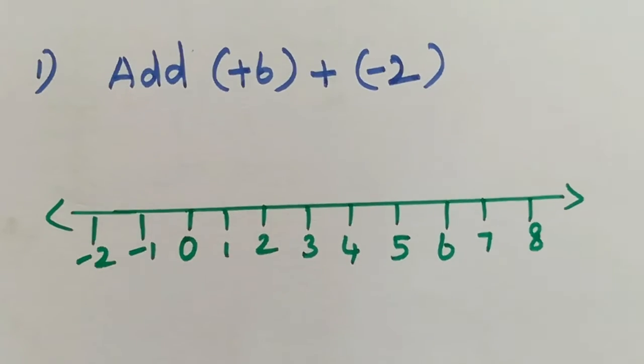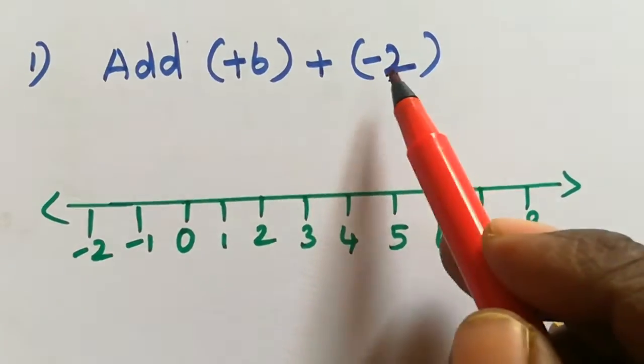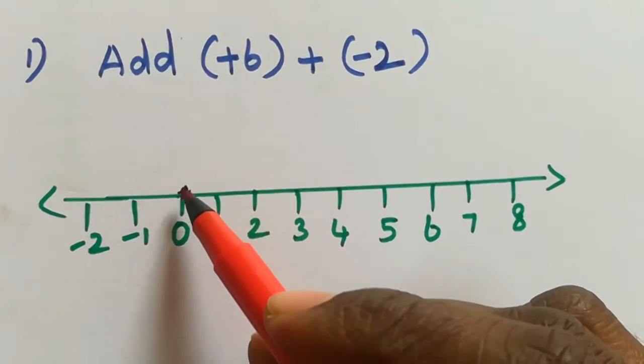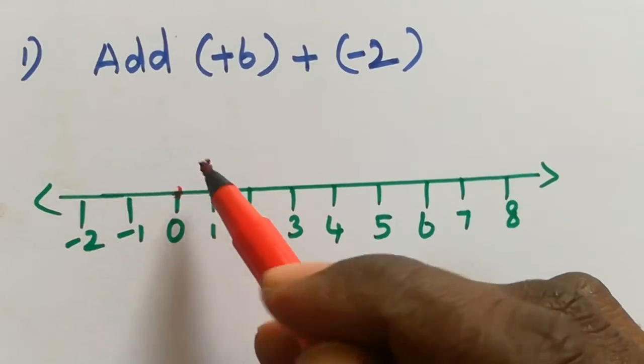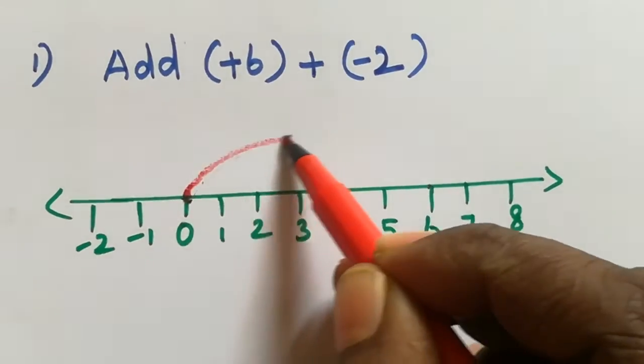Second one, we are going to see adding integers with different signs. Let us see the first example. We are going to add plus 6 plus minus 2. So the first number is plus 6. So always we have to start from 0, isn't it? So 0 to plus 6. So we have to move 6 steps forward.